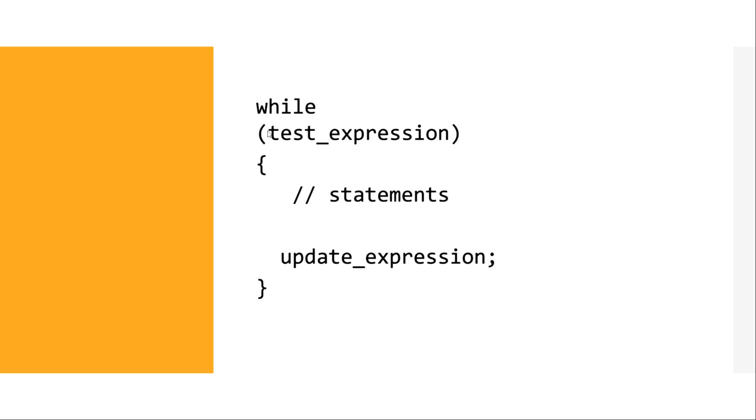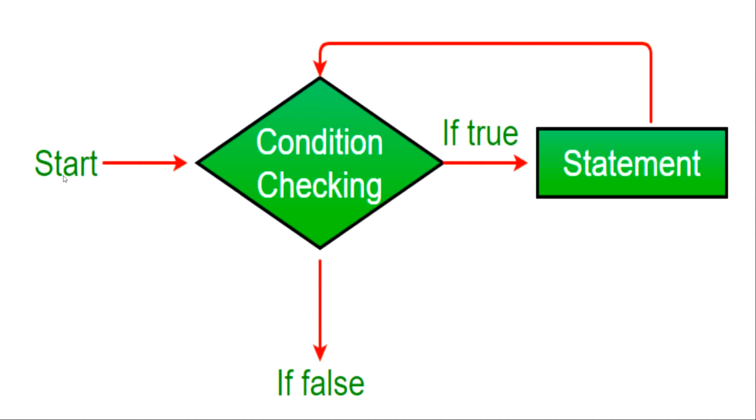For example, I say while i is greater than or equals 10, and in the statement I say print my name is Varun, and then update expression i++. So what is this? The test expression is like the condition we use in for loop. i is greater than or equals 10, and the update expression is i++. Now you might be wondering, what is the difference between while loop and for loop? We will look at that, but before that we will look at the flow chart here.